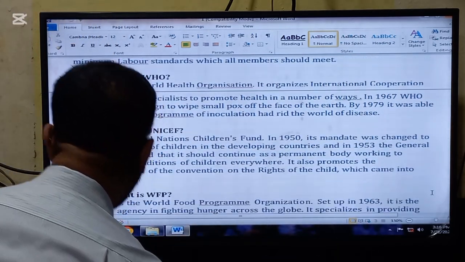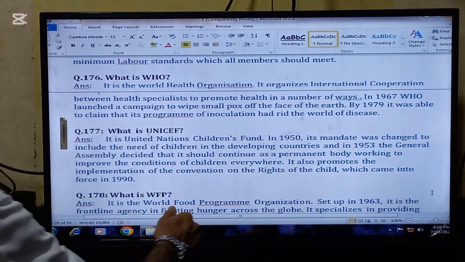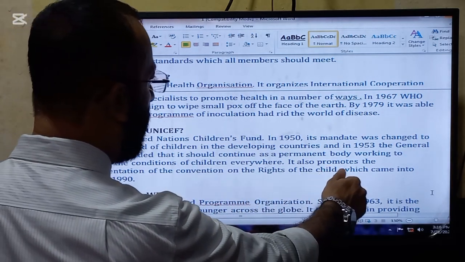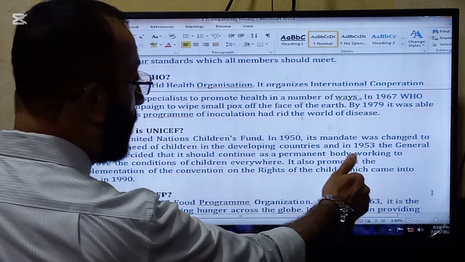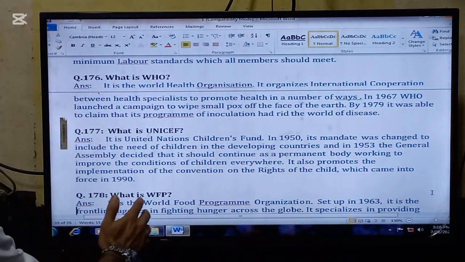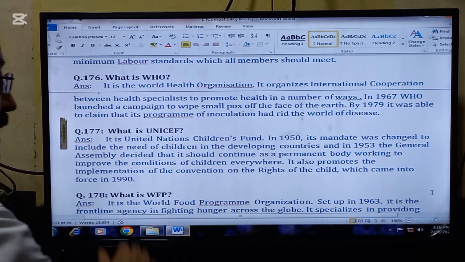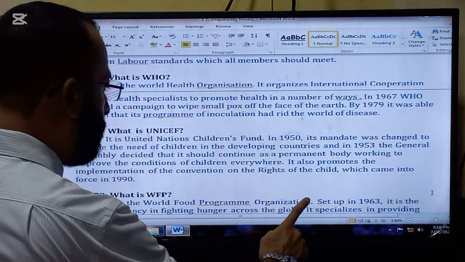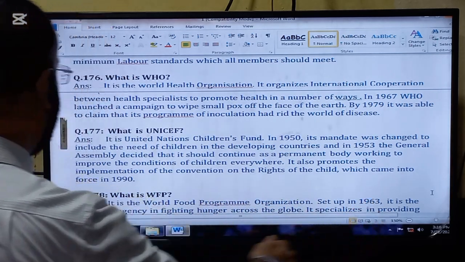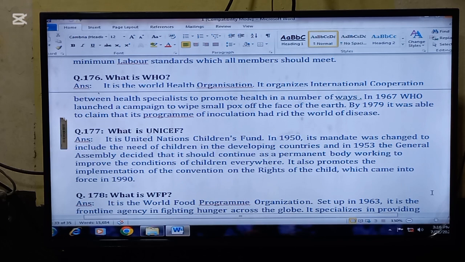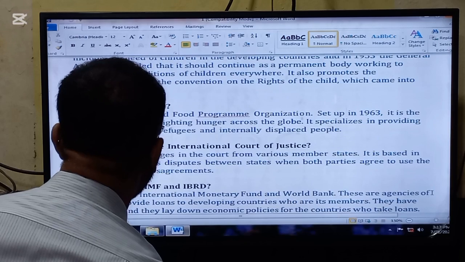The next important question for today is, what is UNICEF? It is the United Nations Children's Fund. In 1950, its mandate was changed to include the needs of children in developing countries. And in 1953, the General Assembly decided that it should continue as a permanent body working to improve the conditions of children everywhere. It also promotes the implementation of the Convention on the Rights of the Child, which came into force in 1990.